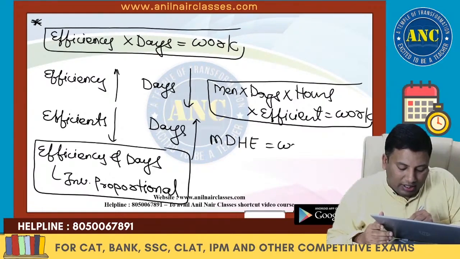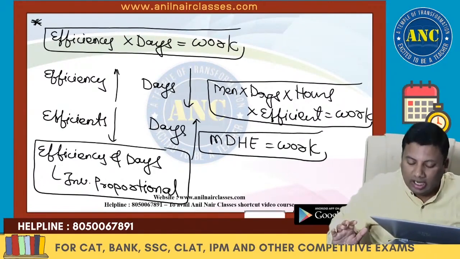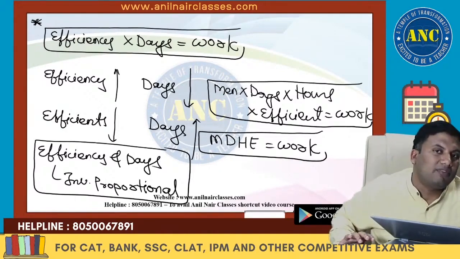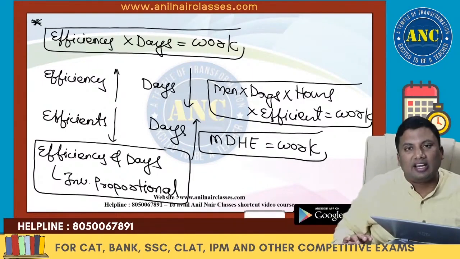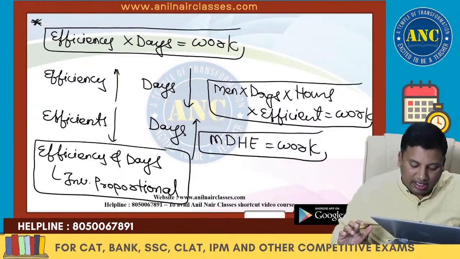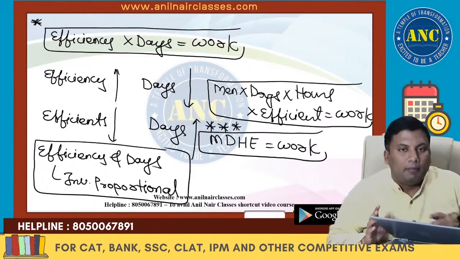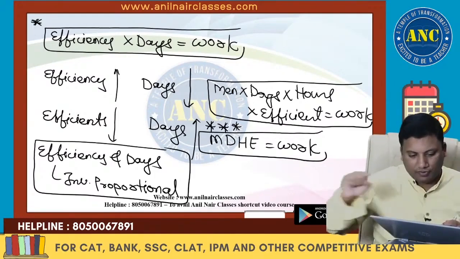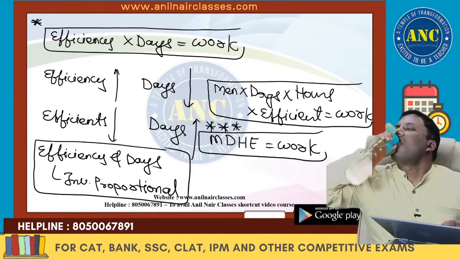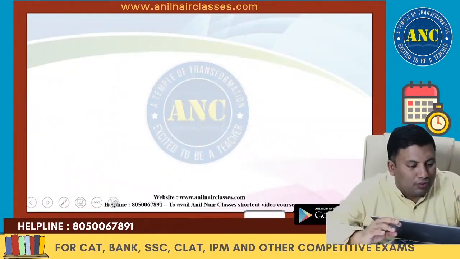So in simple language, MDHE is equivalent to work. M is total people who are working, D is total number of days, H is total number of hours per day they are working, E is nothing but their competency level on a job. Men into days into hours into efficiency is equivalent to work. Now, based upon this, let us do some questions.